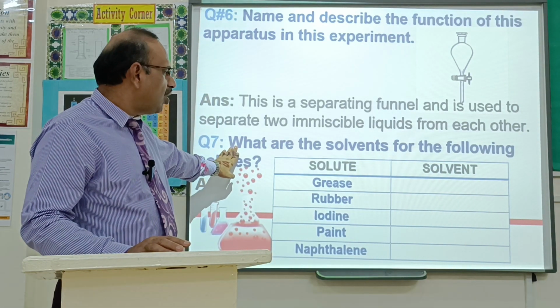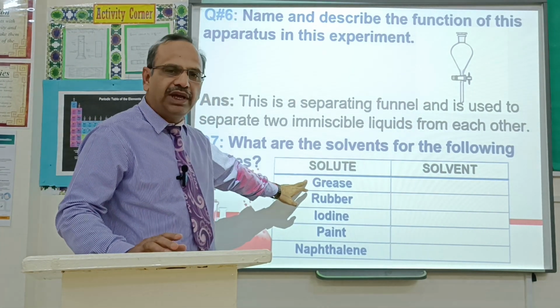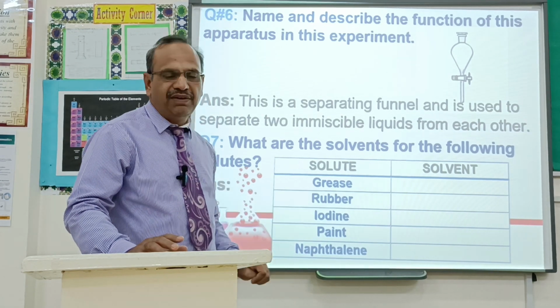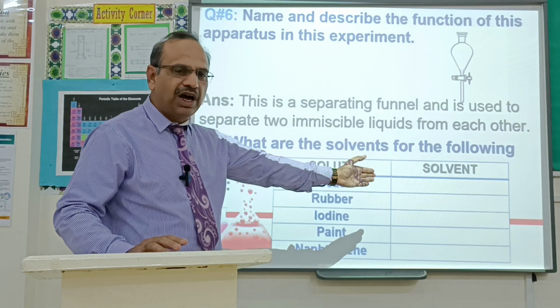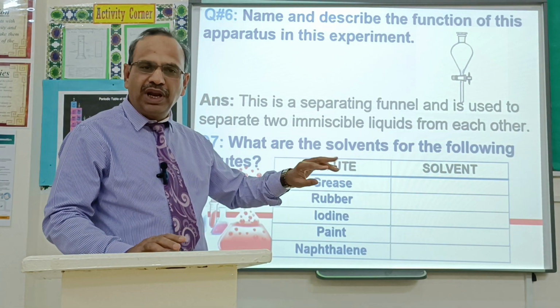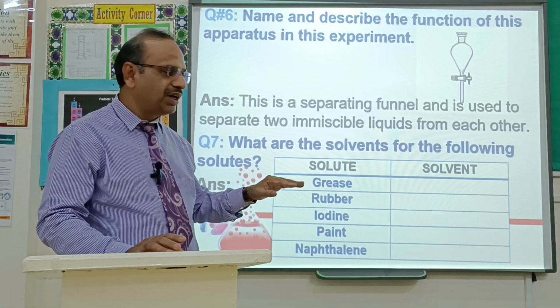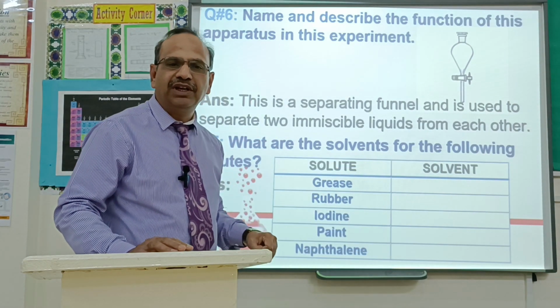What are the solvents for the following solutes? Solutes are given to you, like grease, rubber, iodine, paint and naphthalene. So what can be the solvent? You are supposed to write the answer there. You know that polar will dissolve in polar and non-polar will dissolve in non-polar. So keep it in your mind and then you can suggest the possible solvent there.